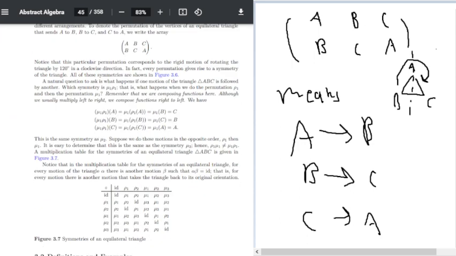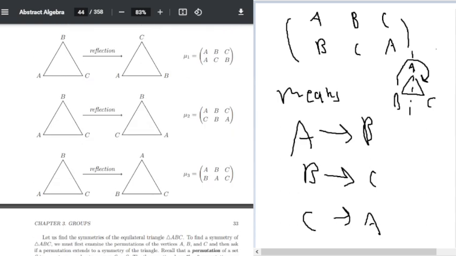That is what happens when we do the permutation p1, then another permutation p2. Remember that we are composing functions here. Although we usually multiply left to right, we compose functions from right to left. So mu1 p1 of A equals mu1 of B equals C. Mu1 p1 of B equals mu1 of C equals B. And mu1 p1 of C equals mu1 of A equals A. This symmetry is the same as mu2, which is just the reflection around B.